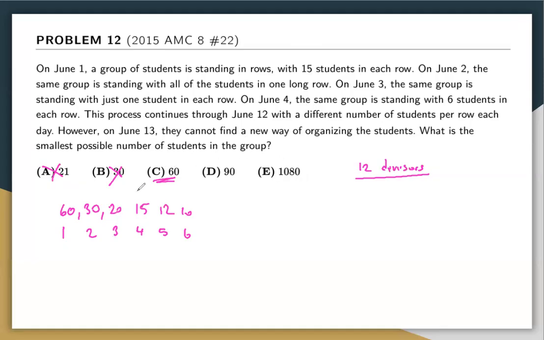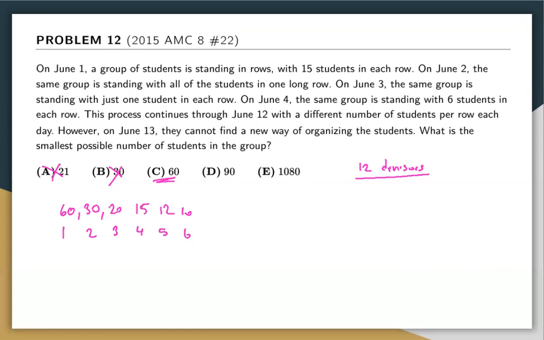or if you are looking for larger numbers, maybe it might be a bit harder to decide that it's 60. So if you know the number of divisors, you actually can find the number itself without really having the choices, by using the counting divisor approach.